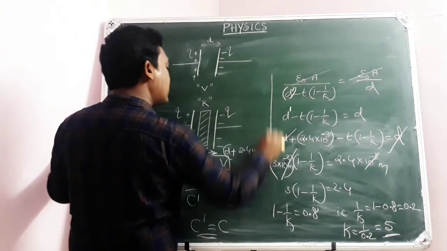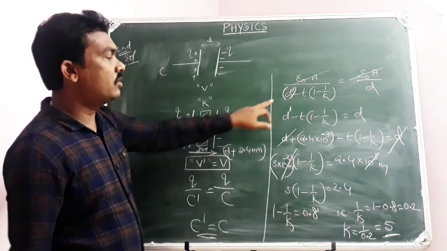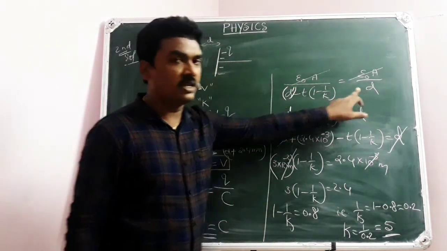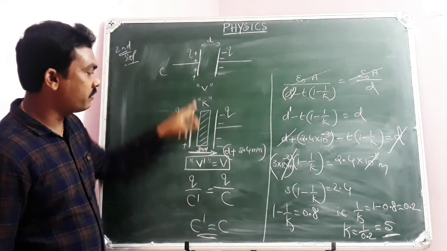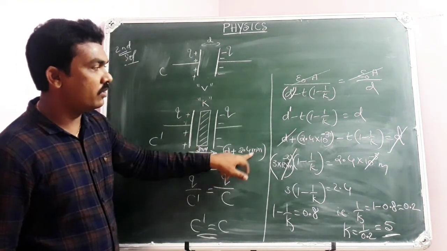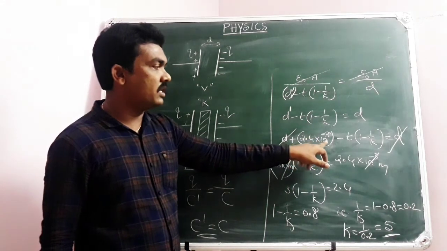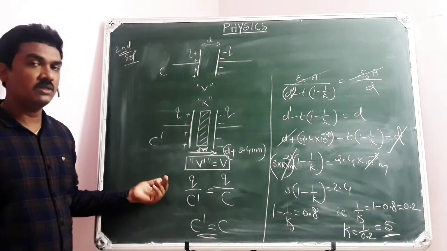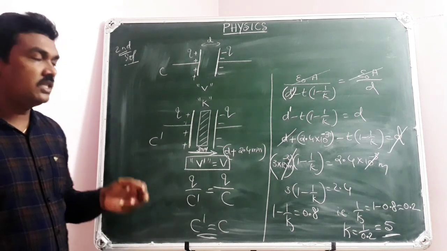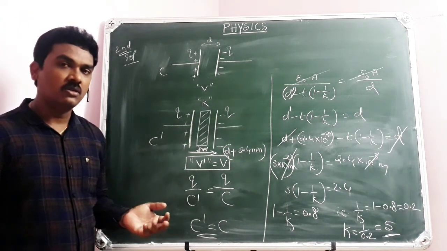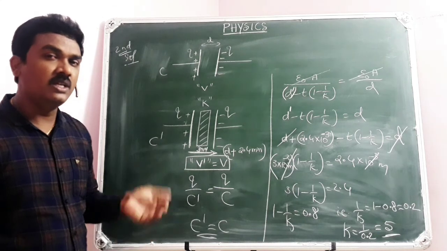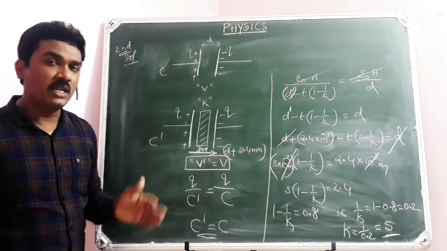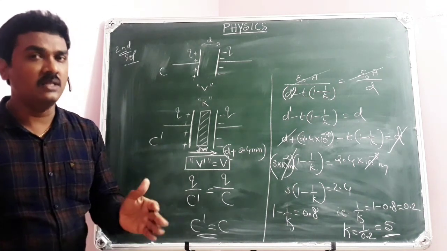So the dielectric constant is 5. Here you don't make a mistake. D dash is not equal to d, because the distance between the plates increased by 2.4 millimeter. Millimeter means 10 power minus 3 meters. So this is the solution for the second question. These are the two different examples on the earlier content which deals with the effect of dielectrics over the capacity.